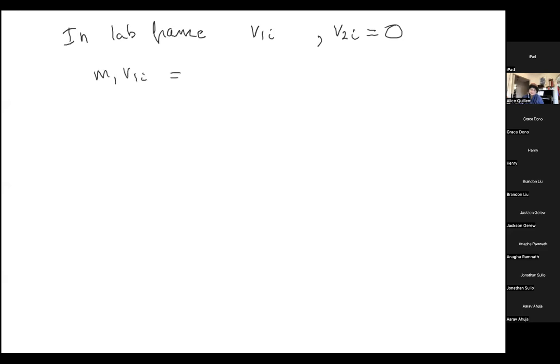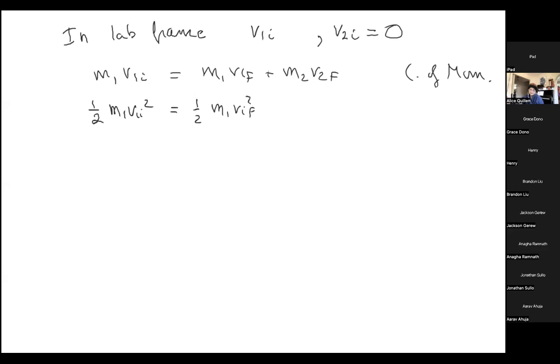m1 v1i is equal to m1 v1f plus m2 v2f. So we lost a term because v2i is 0. So this is conservation of momentum. And if it's an elastic collision, we have conservation of energy, with m2 v2f squared, because it's an elastic collision.